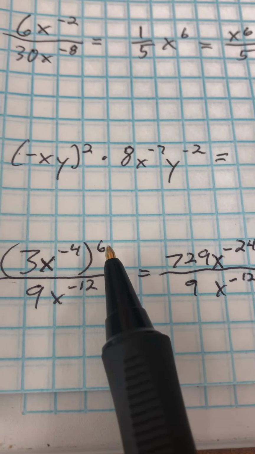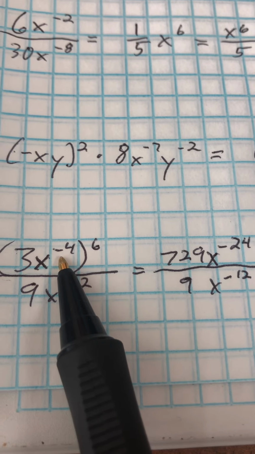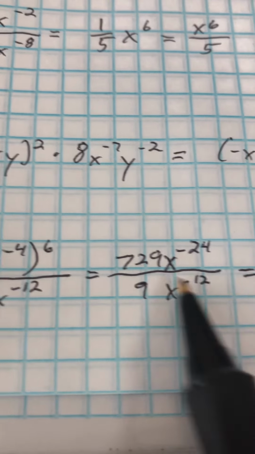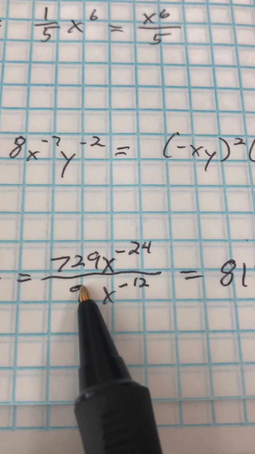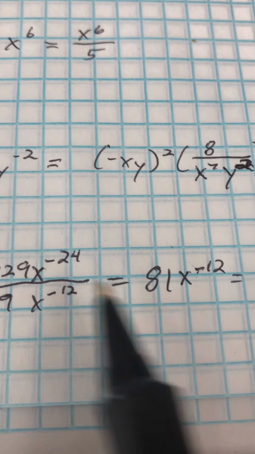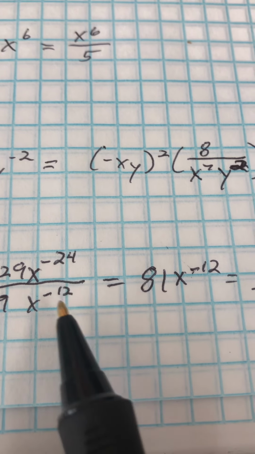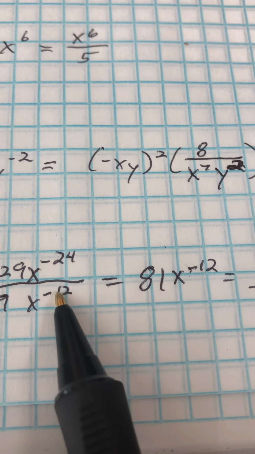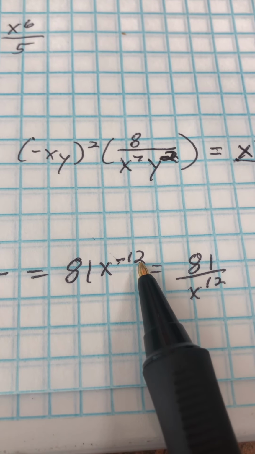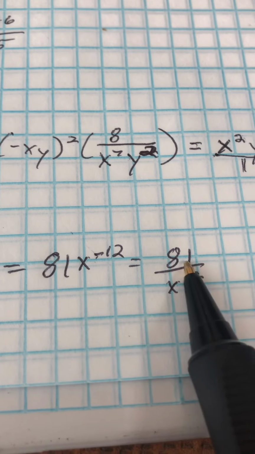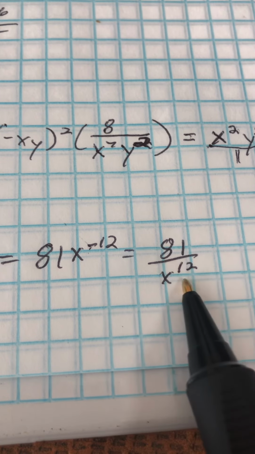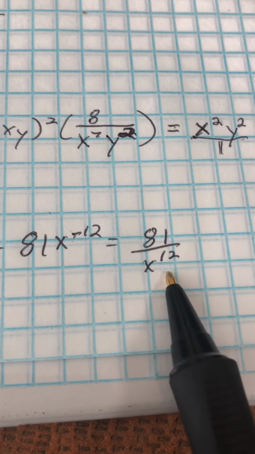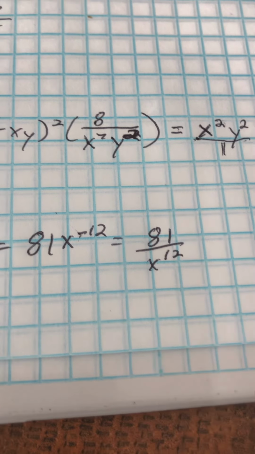And you take care of this first. You have the 3 to the 6th power is 729. 729 divided by 9 gives you 81. Negative 24 divided by that negative 12, so you're going to subtract those. So that gives you negative 12. So 81 stays above the line, and x to the negative 12 becomes x to the 12th power, so down below the line. So 81 over x to the 12th.